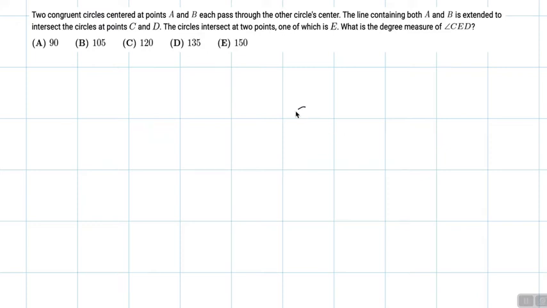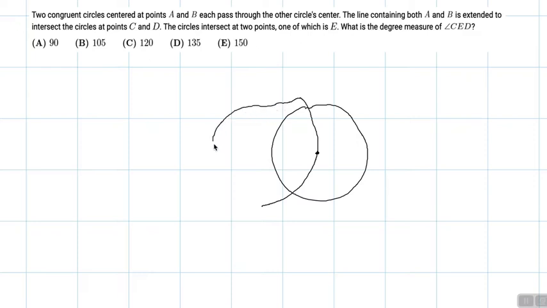Start by drawing a picture. There's one circle, its center is there, and the other circle is going to go through that, and it's going to be congruent. Not great there, but this is a circle. And we'll say that this circle's center is right here. They each pass through each other's center.